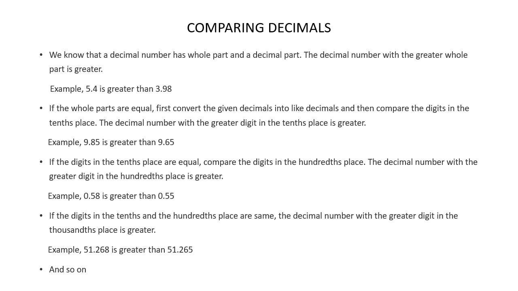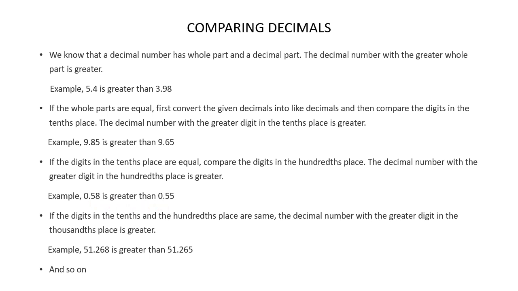Look at these two numbers 0.58 and 0.55. Here the whole number is 0 in both the cases. The number in the tenths place is 5 in both the cases. So you have to consider the digit in the hundredths place. Here it is 8. 8 is in the hundredths place. In this number, 5 is in the hundredths place. Since 8 is greater than 5, 0.58 is greater than 0.55.